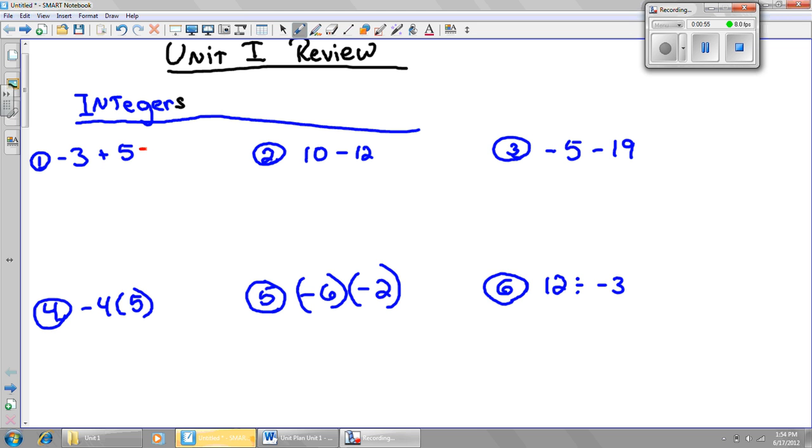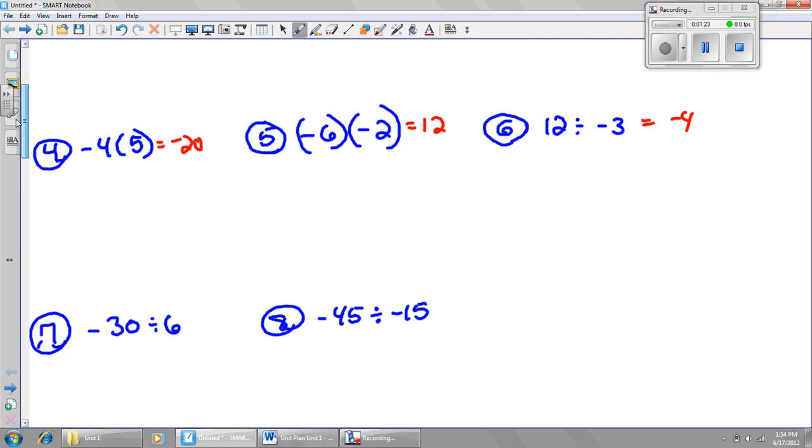This one is going to equal positive 2. This one will equal negative 2. The number 3 will be negative 24. Okay. Number 4 is negative 20. Number 5 is positive 12. And number 6 is negative 4. Okay. You can go back and rewatch the videos or come in tomorrow with questions for me.